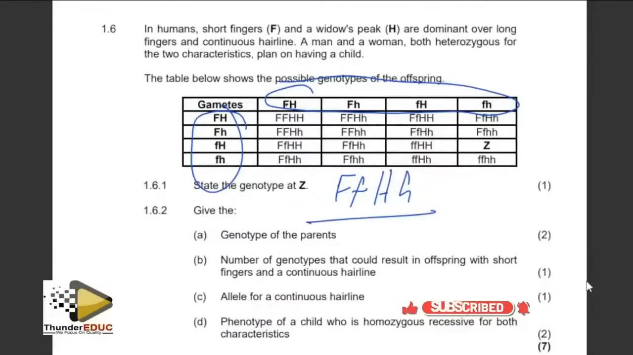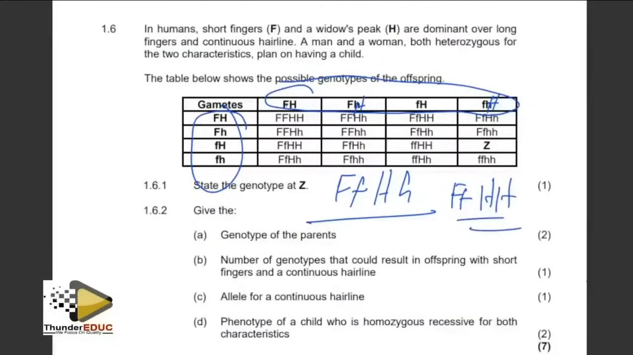If all of them were capital H, for example, even here capital H, I would have said: do I have F? Yes. Do I have small f? Yes. Do I have capital H? Yes. Do I have small h? No. They are all capital H. Done. That's how you can identify.